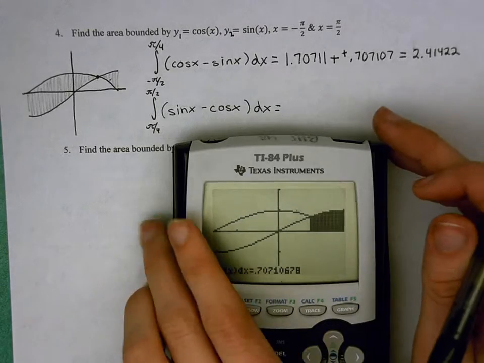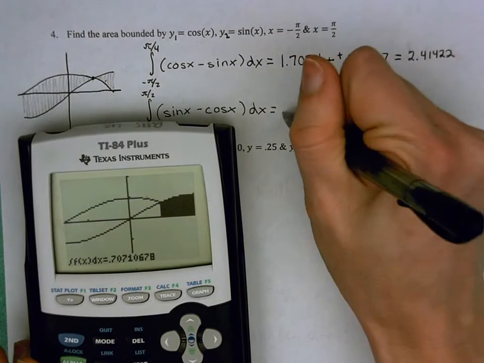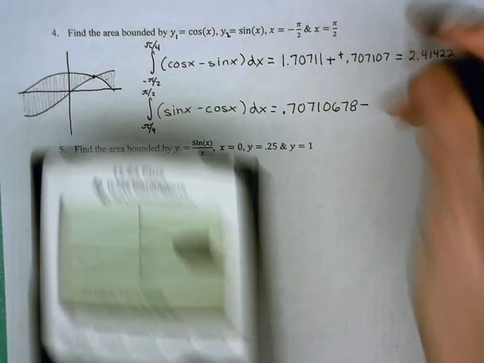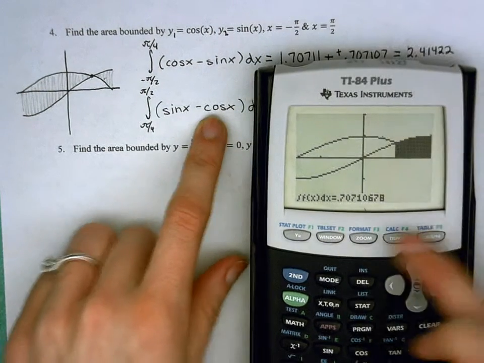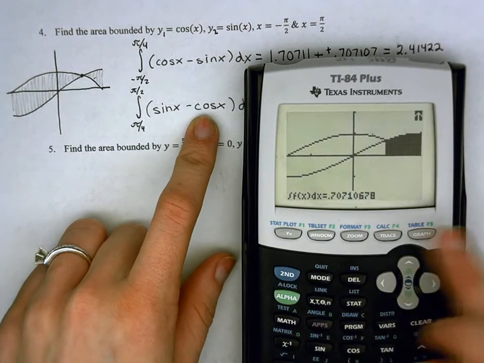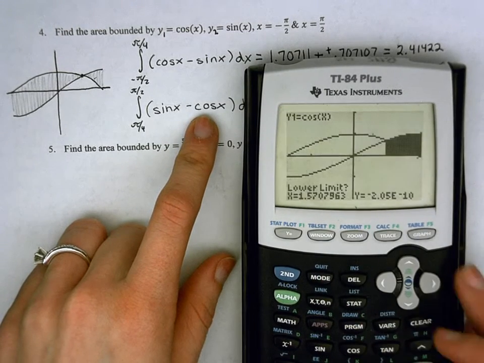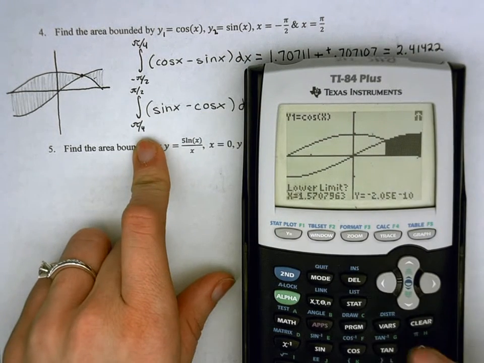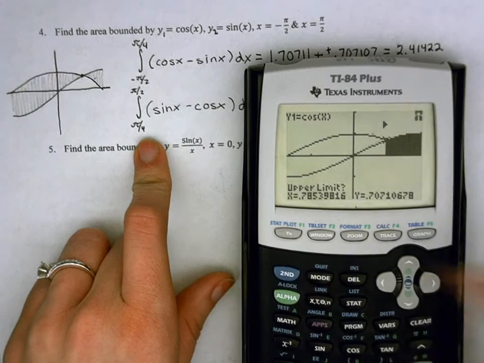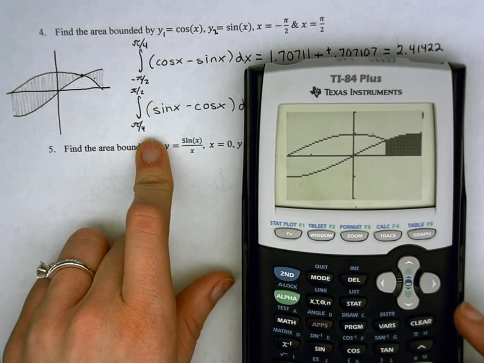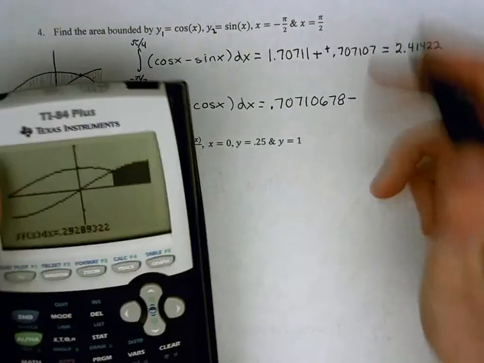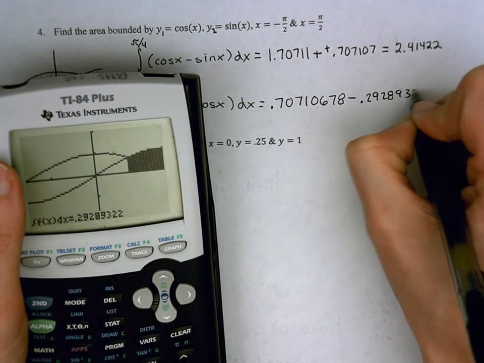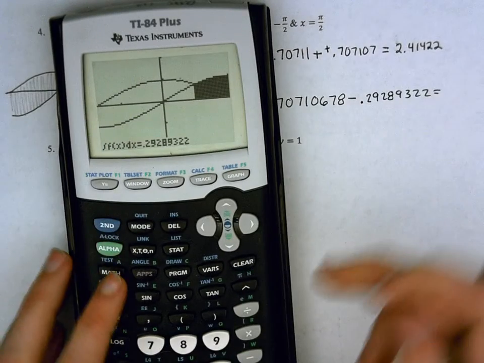And that particular integral is 0.7071068. And then we do minus, and we want the cosine. So same thing, second calc, number 7. Make sure it's talking about cosine because that's what we want. We want our lower limit, which is pi over 4, and our upper limit, which is pi over 2. And it calculates that as 0.29289322.